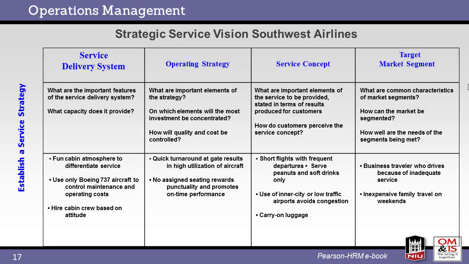This table shows additional detail of the strategic service vision for Southwest Airlines. Service delivery focuses on the customer cabin crew interaction and the use of a single model of aircraft. Operationally, the goal is to turn aircraft around quickly to keep them flying. This is aided by their open seating system for passengers. Their service concept is to compete with car and bus travel by serving smaller regional airports with frequent flights of shorter duration. Their target market segment includes regional business travelers and families.